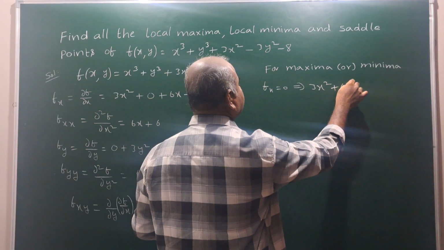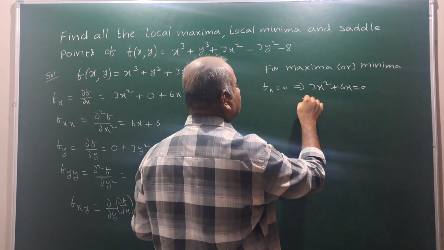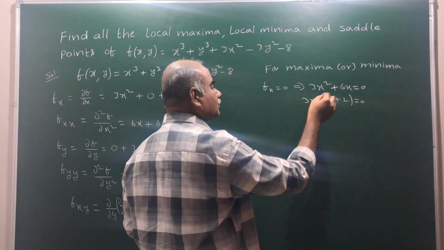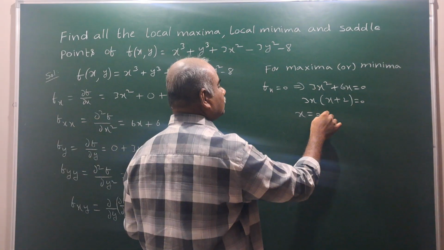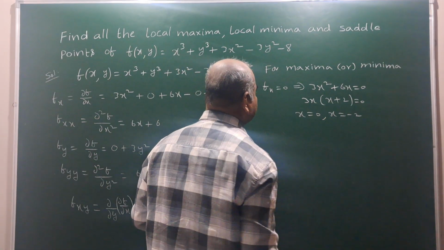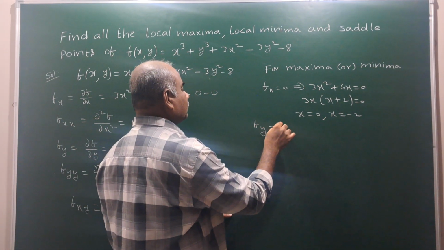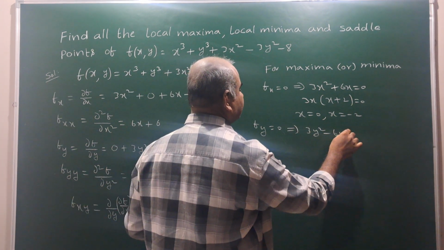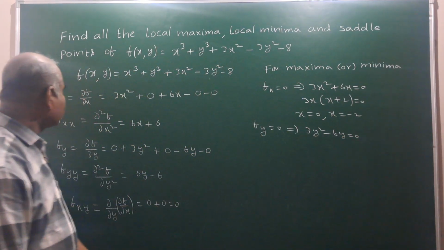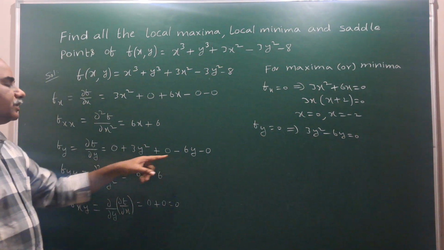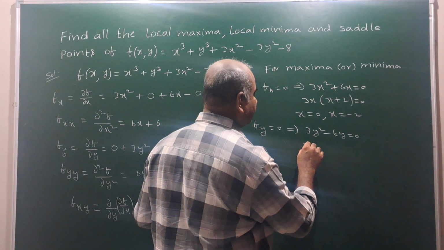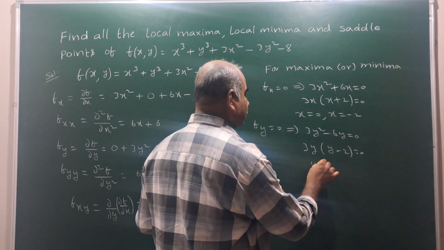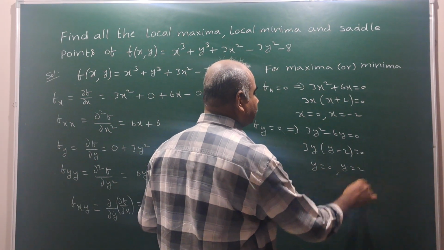3x² + 6x is equal to 0. Take 3x as common, we get x + 2 is equal to 0. So 3 goes to 0, we have x equal to 0 and x equal to −2. Again we take fy equal to 0, which implies 3y² − 6y is equal to 0. So fy is 3y² − 6y. So take 3y as common, we get y − 2 is equal to 0. So we have y equal to 0 and y equal to 2.